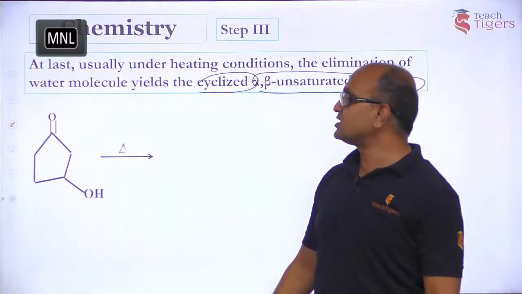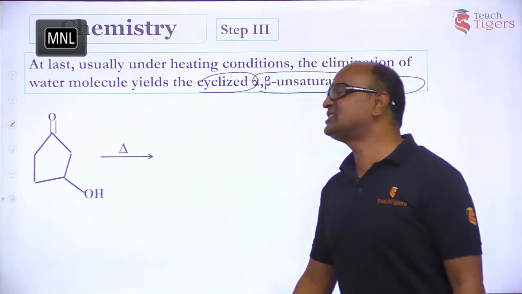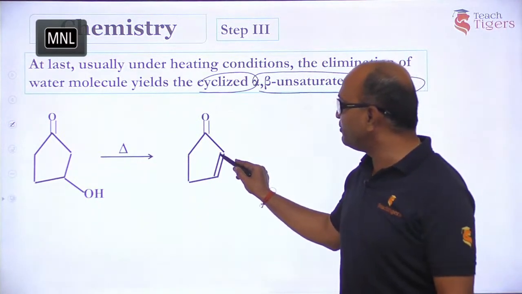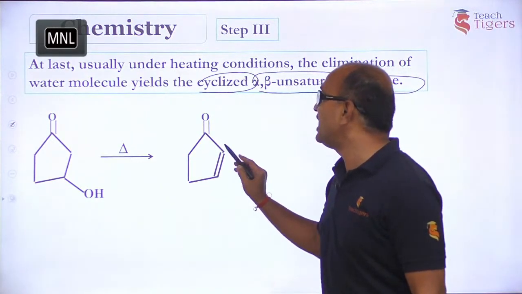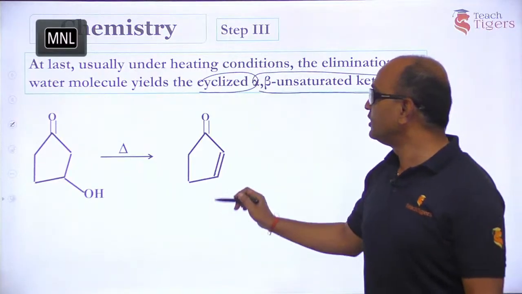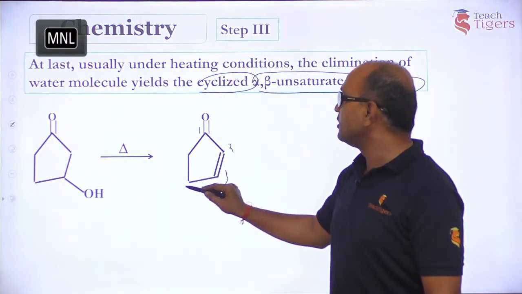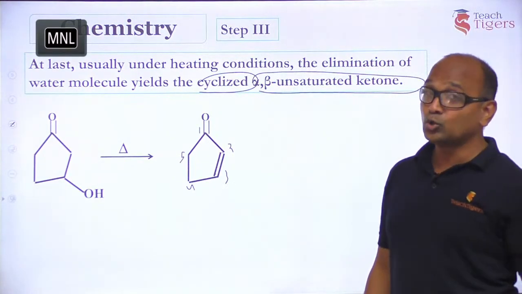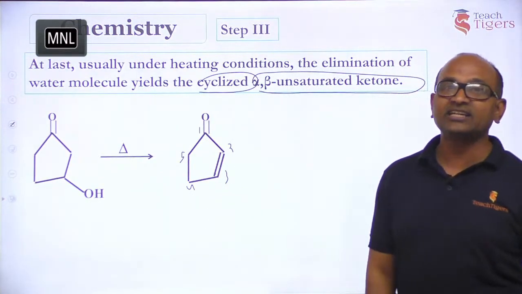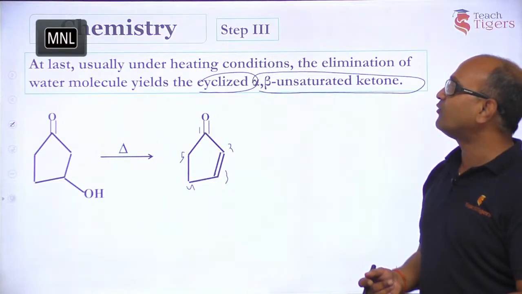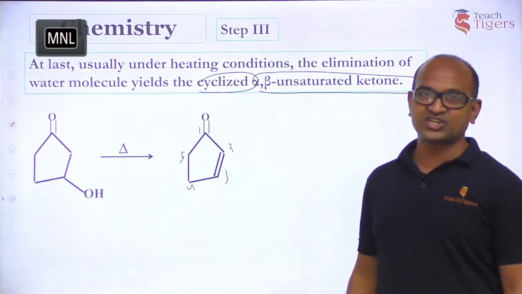So guys, this was our beta hydroxy ketone. I just heat it. You are going to get a cyclized alpha beta unsaturated ketone. So this is our 1, 2, 3, 4, 5. 2, gamma 3. So pent-2-enone. Right? So this is the product of that reaction, right?